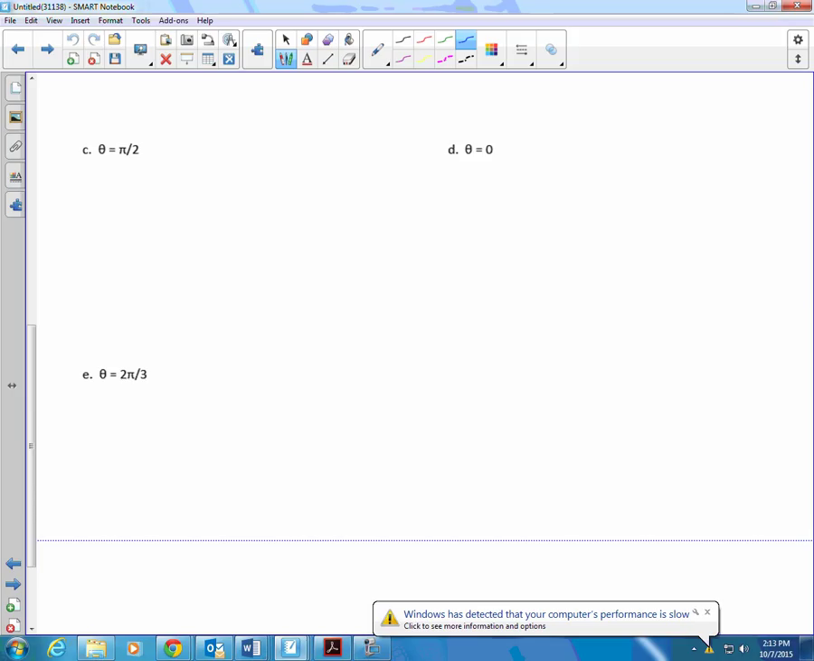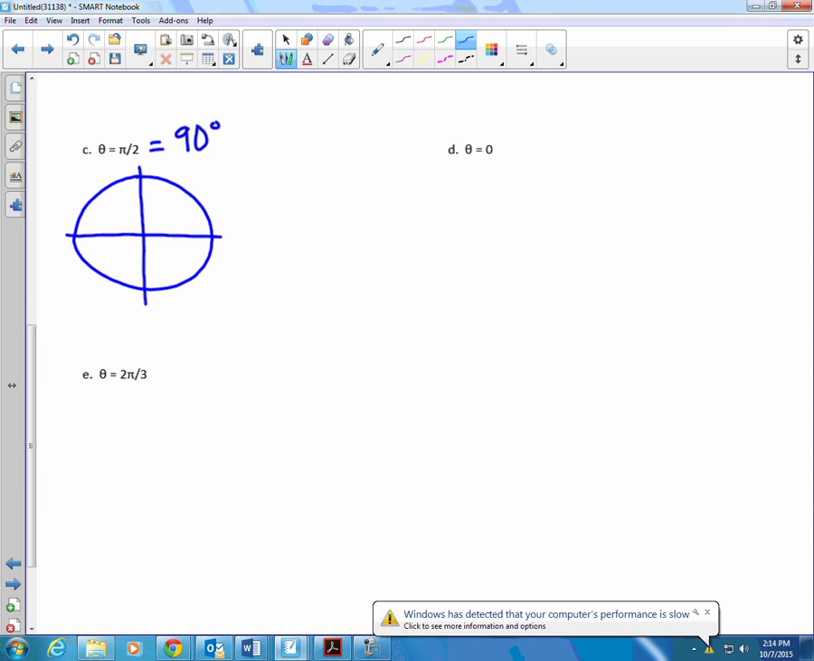What is pi over 2 in degrees? 90 degrees. So, if you have your unit circle and you draw a 90-degree angle, it will look like that, correct? Now, this is a little bit different than the ones we drew yesterday, because yesterday, the terminal side of the angle came out along this part of the circle, correct? And then we had to find out what the xy coordinate was.